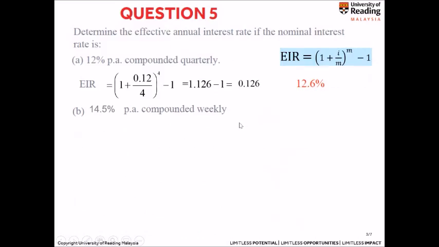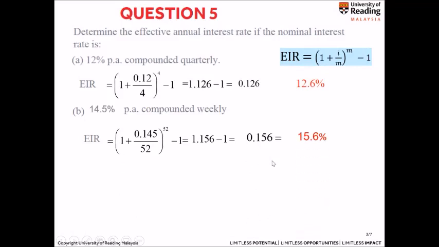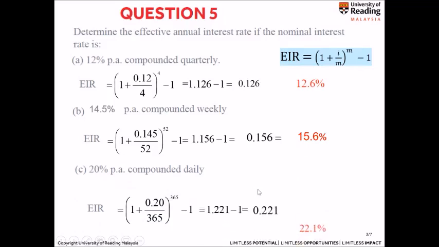Next, the interest rate is 14.5% compounded weekly. So compounded weekly, M will be equal to 52. We work out using calculator, we find that the interest rate is 15.6%. Next, 20% per annum compounded daily. In this case, M shall be equal to 365. When you use a calculator, you work out the effective interest rate is 22.1%.